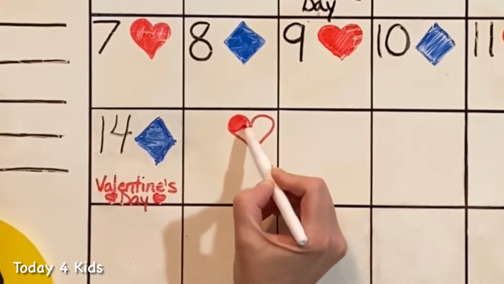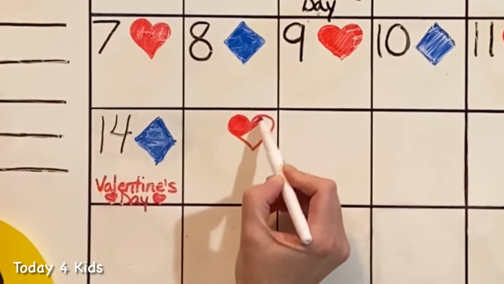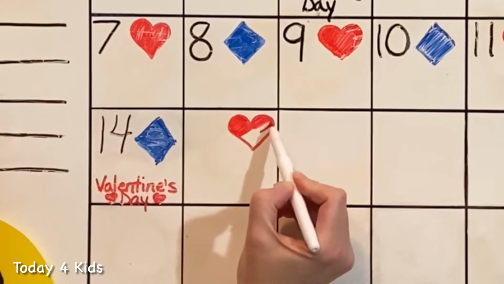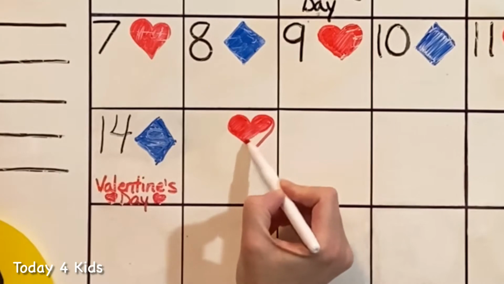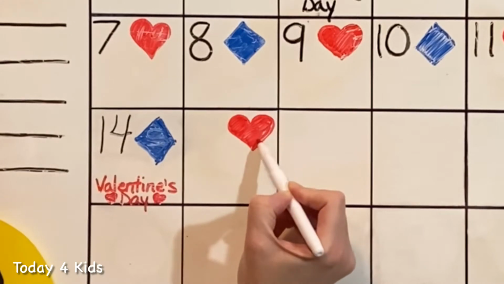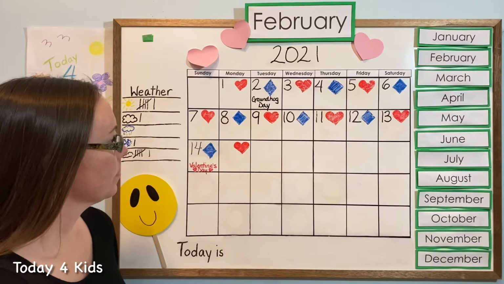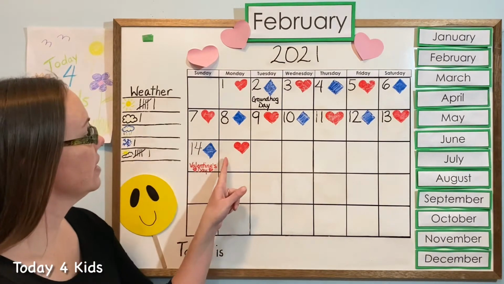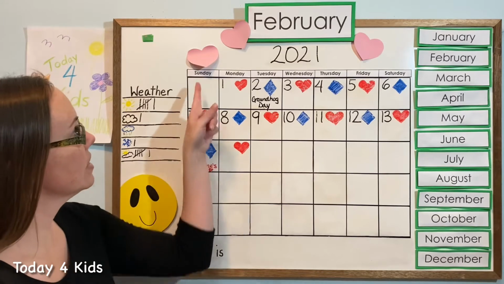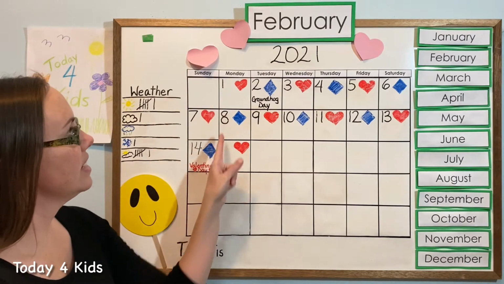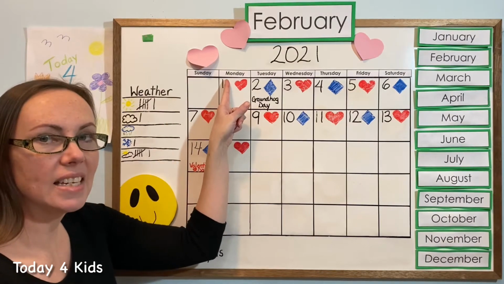And if you don't want to do hearts, you can do any shape you would like. Some people like to cross out the day once they're done with it. Whatever helps you keep track on your calendar is what is good for you. You can do whatever works for you. So today, if this was yesterday, which was Sunday, that means that today is Monday.